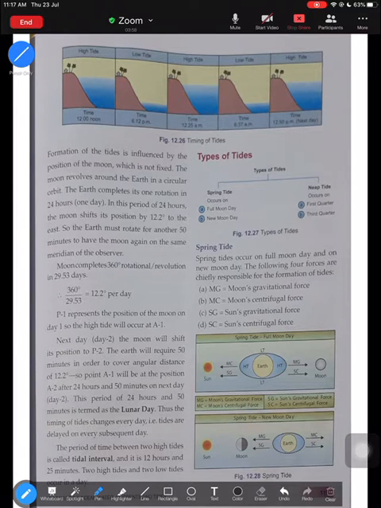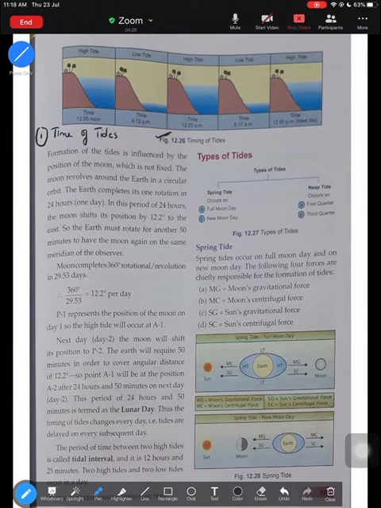Hello everyone. In this video, we will quickly review what we've covered in today's session. So we've learned about tides, time of tides, types of tides, and the different effects of tides. So we'll begin with the first goal, that is time of tides. If you look into this picture, this is page number 119 from your textbook. Now the first goal for today's class is to understand time of tides.